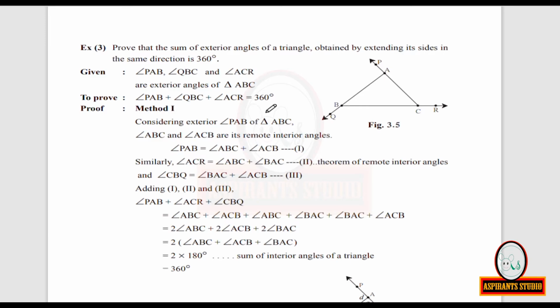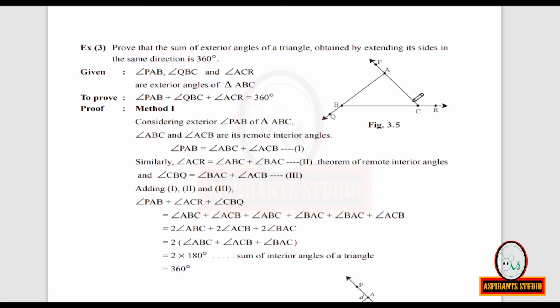We have two methods. Considering the first method, consider the exterior angle PAB of triangle ABC. Angle ABC and angle ACB are its remote interior angles. You can look at the figure.